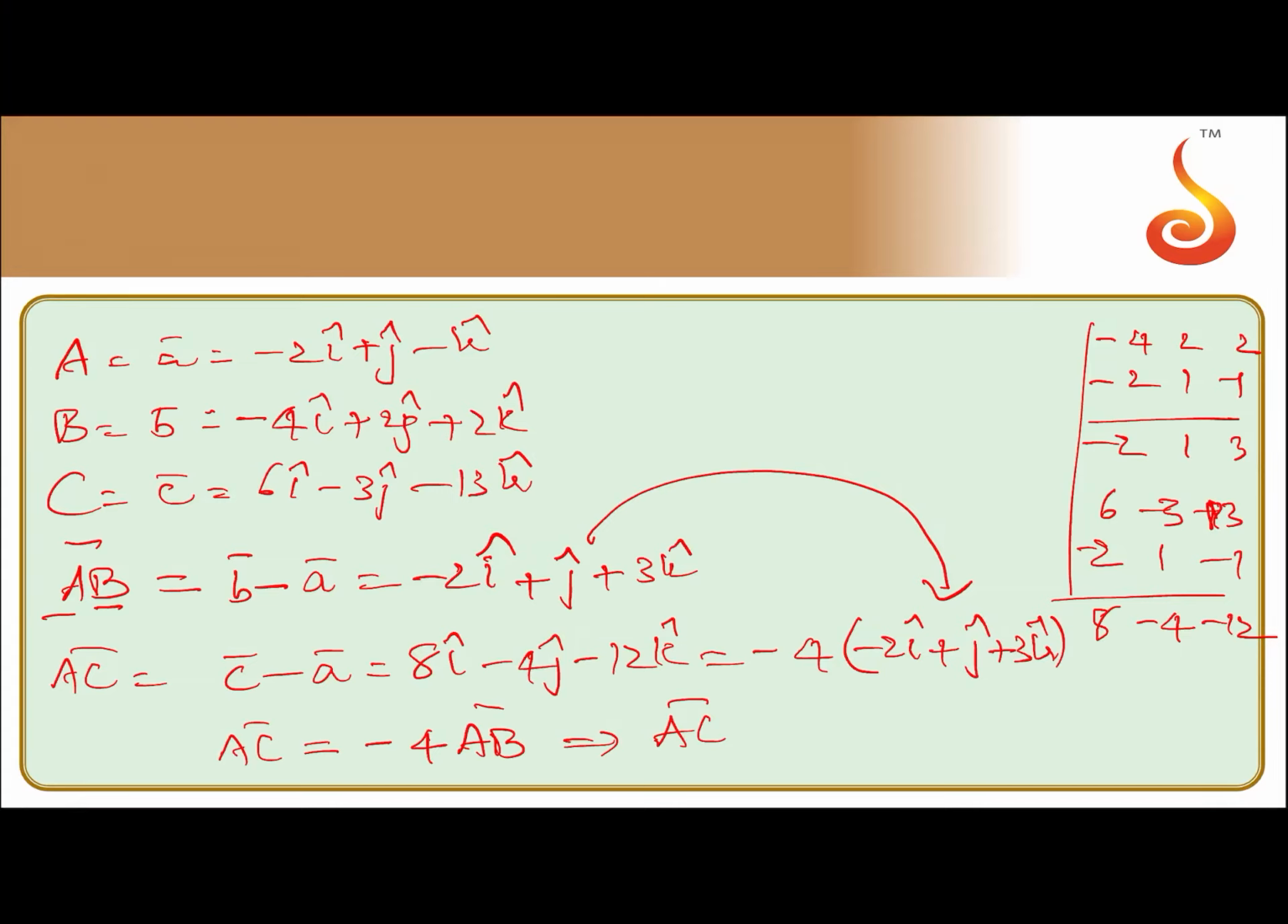Clearly you can see that the AC vector and AB vector are collinear. They are collinear, therefore I say they lie on the same line. That implies A, B, C are collinear points. They lie on the same line. Hope it is clear.